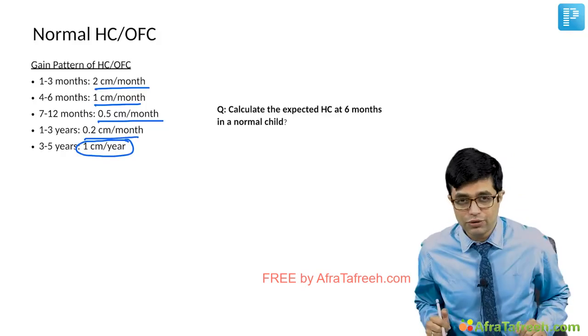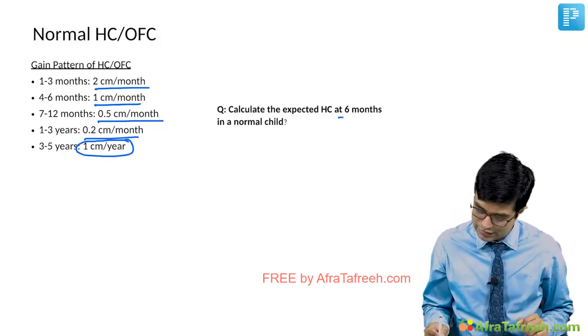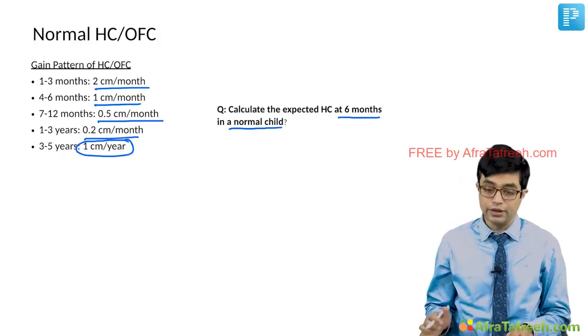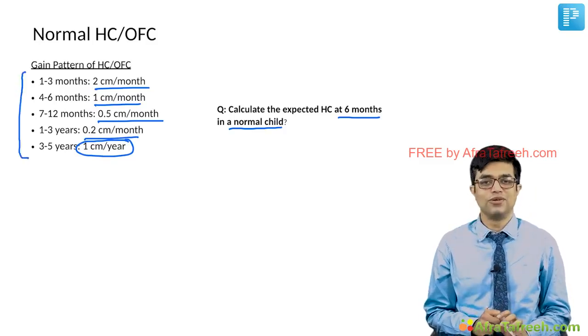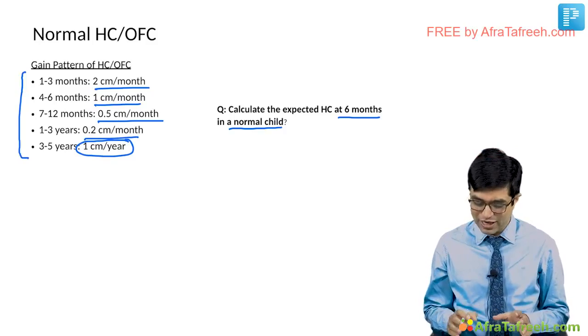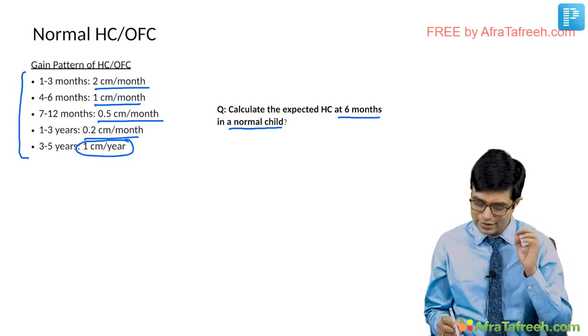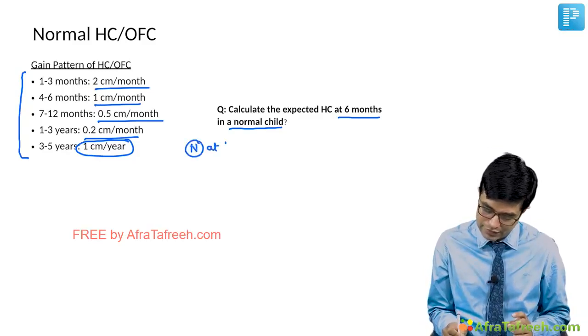Now, an MCQ can be asked: calculate the expected head circumference at 6 months in a normal child. Now, how are you going to calculate it? For calculating this, you need to know these gain patterns. So, how would you calculate expected head circumference? Let us take the value. What is the normal value? The normal value at birth, as we just did, in Indian setting, is 33 to 35 centimeter.